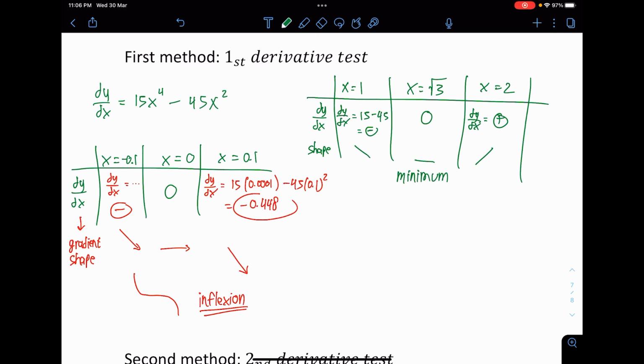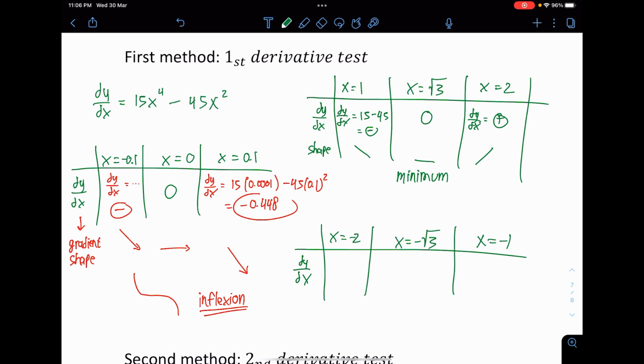Okay, smiling curve, a minimum point. And finally, a negative root 3. Okay, slightly smaller than negative root 3 is negative 2. Slightly bigger than that is a negative 1. And again, check it one by one.